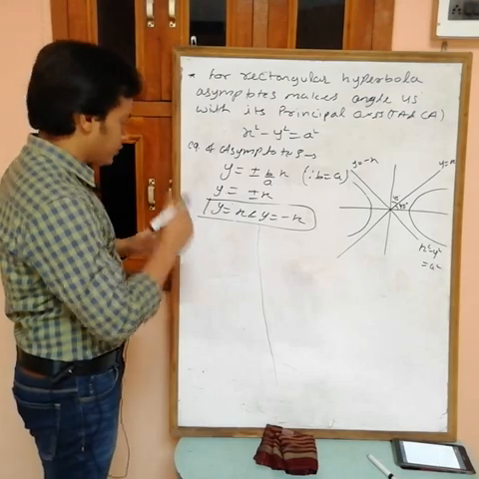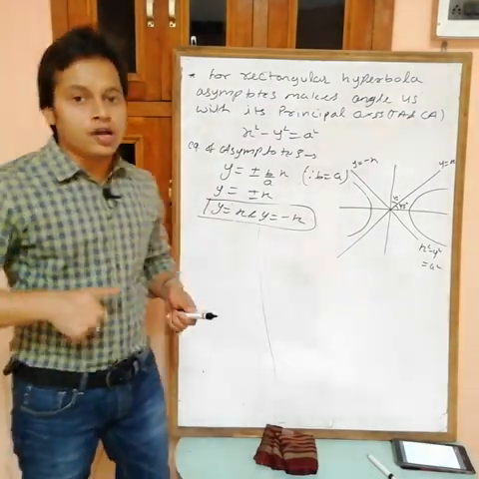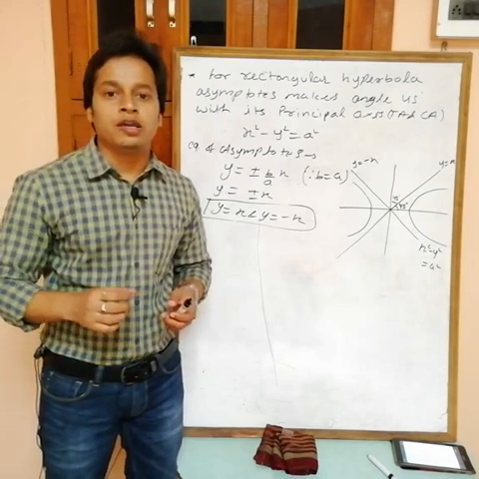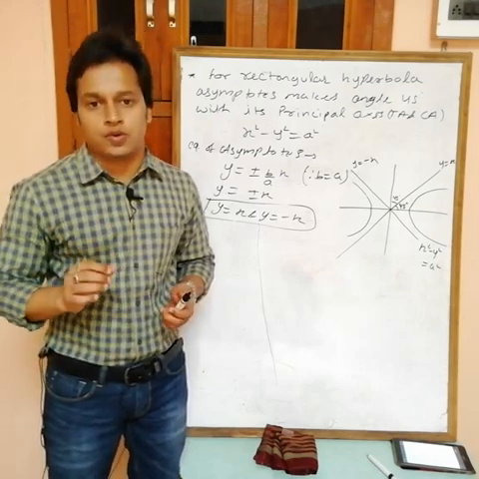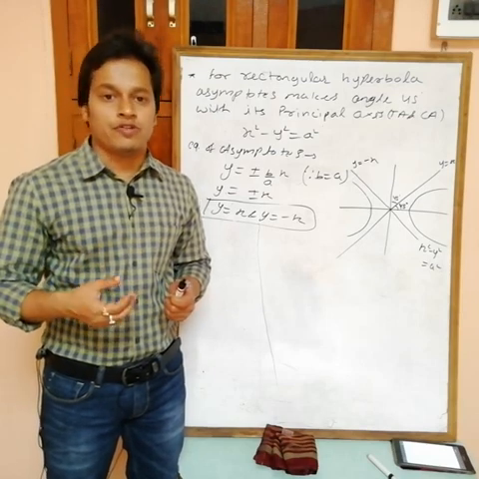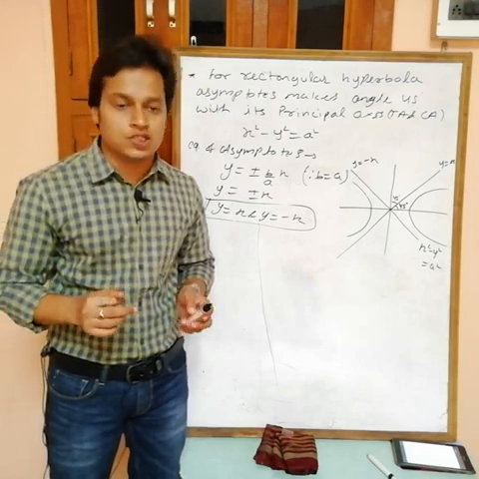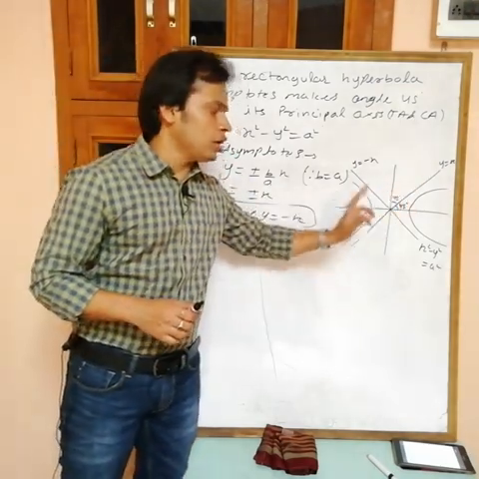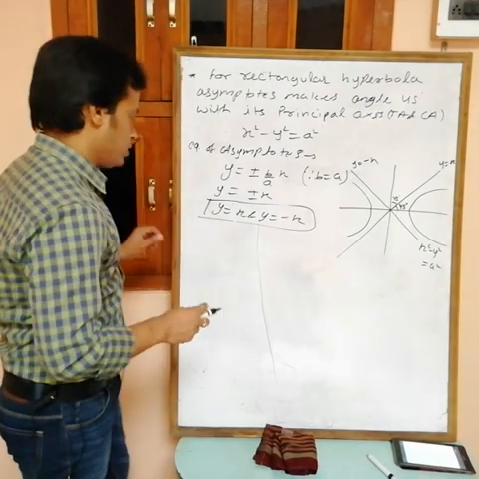Now see one thing, actually we have another form of hyperbola also, that is also a rectangular hyperbola, but the equation is xy equal to c square. The equation is not x square minus y square equals to a square. The equation is xy equals to c square. In that case, the hyperbola lies in the first and third quadrant.